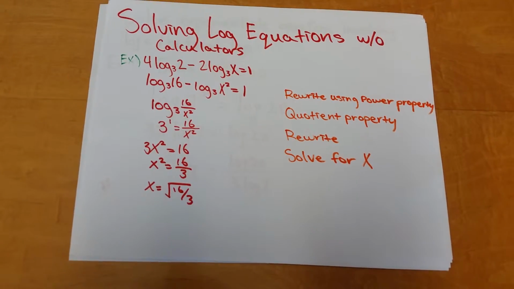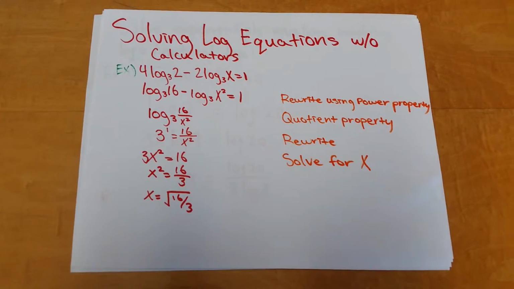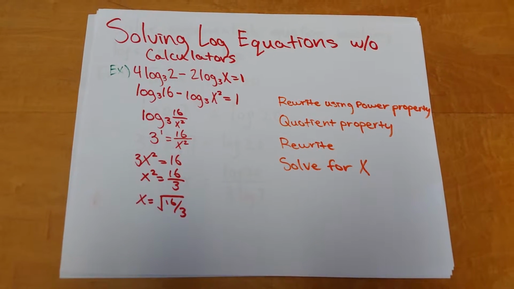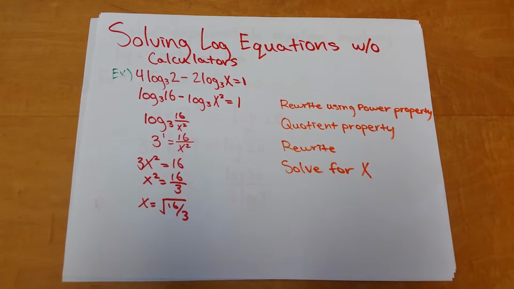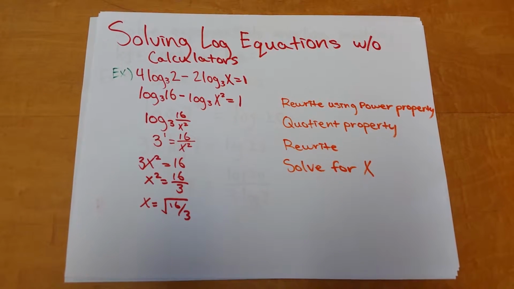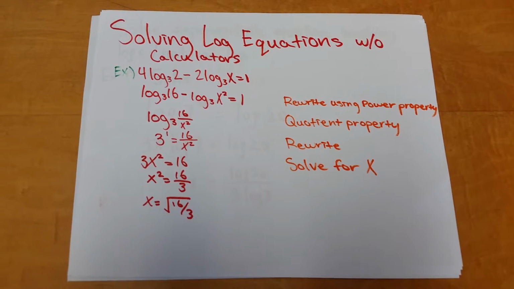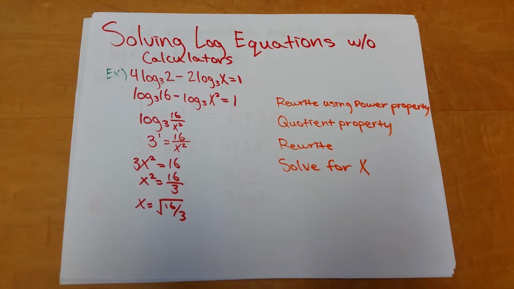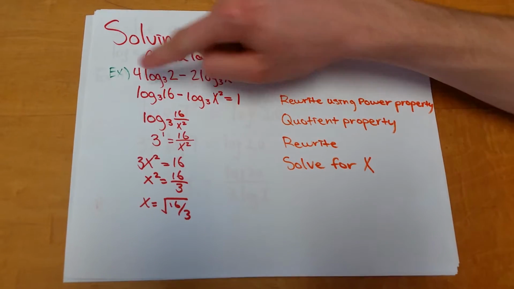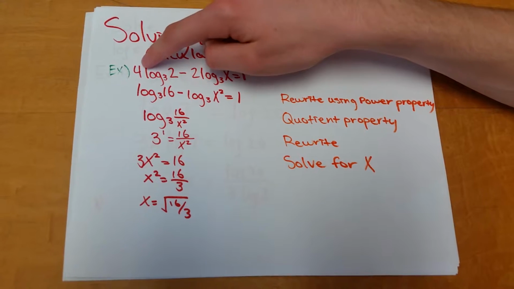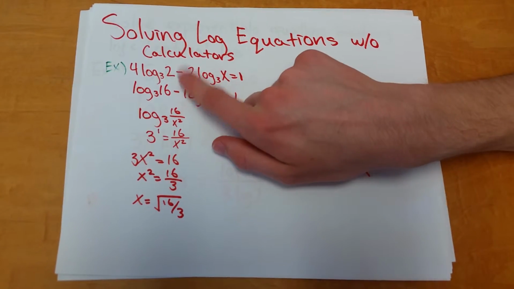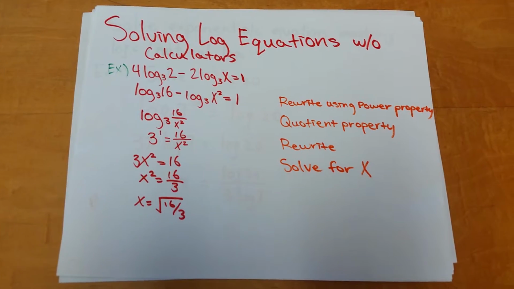So, to practice this, we can try solving some log equations without calculators. First, consider the equation 4 times log base 3 of 2 minus 2 times log base 3 of x equals 1. First, we're going to raise 2 to the power of 4 using the power property, which gives us 16, and we're going to rewrite this as x squared, again using the power property.